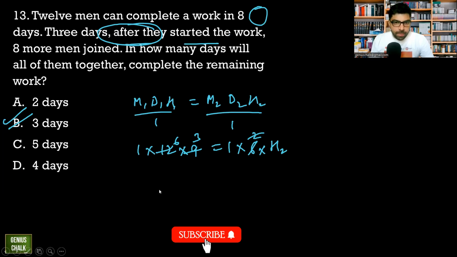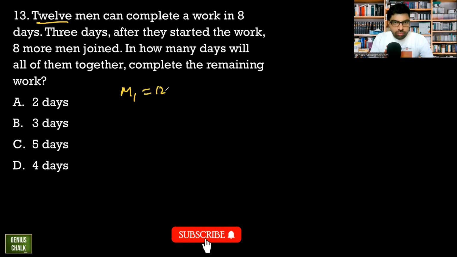Same type: 12 men. So this is M1, that is 12, complete a work in 8 days, D1 is 8. 3 days after they have started, 8 more men join. Okay, very, very crucial point. 3 days, that means okay. So what is the total work? 12 men have to work for 8 days. The total work is 96 units, but 3 days they have worked, right?